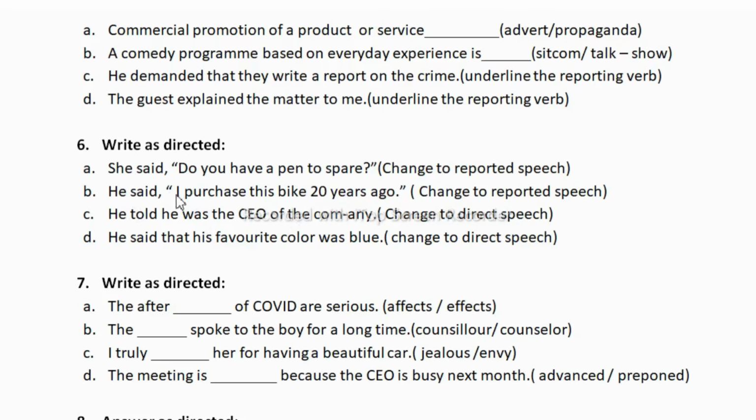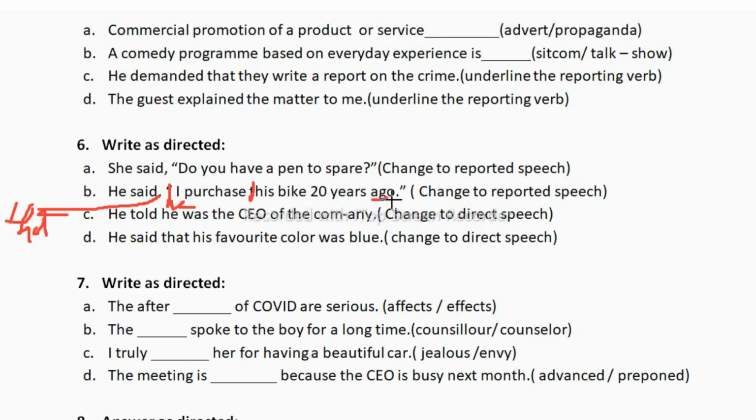So he said, now you should remove this because no question is there, so that's why it is a simple sentence. So simply remove these inverted commas and this comma and place that here. Let me write this: he said that he purchased. Instead of I we should write, so here in place of this comma you should write that, and in place of I you should write he, because you are writing indirect speech. He purchased, because it is present simple you should change it to past simple, this bike 20 years ago.